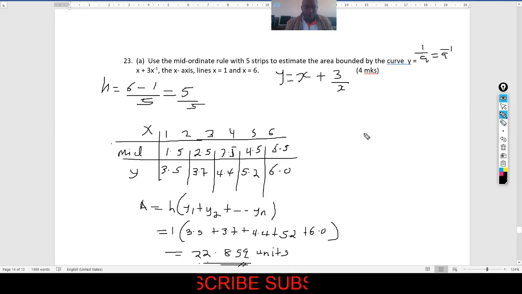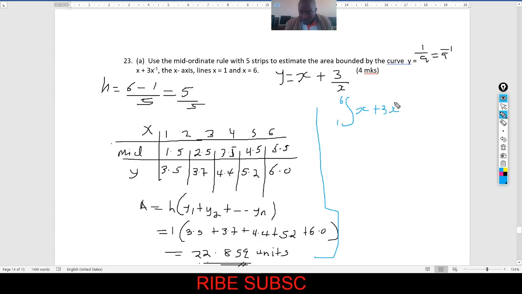we move to the next point that we are using integration. Integration, you still do the same. By integration, we integrate from 1 to 6. We can integrate when it is in this form, not in this form. So we integrate x plus 3x power negative 1 with respect to x.